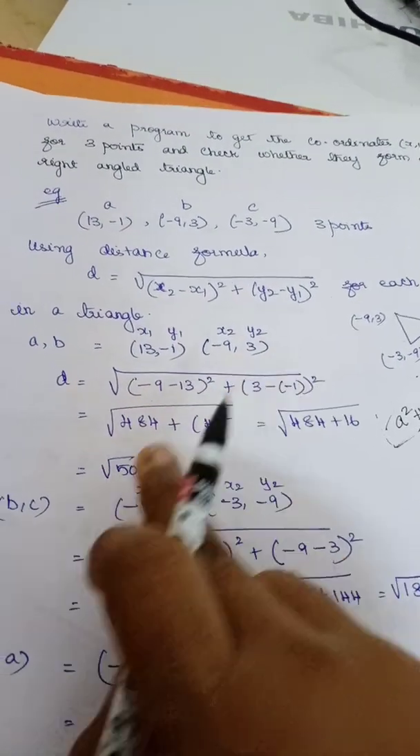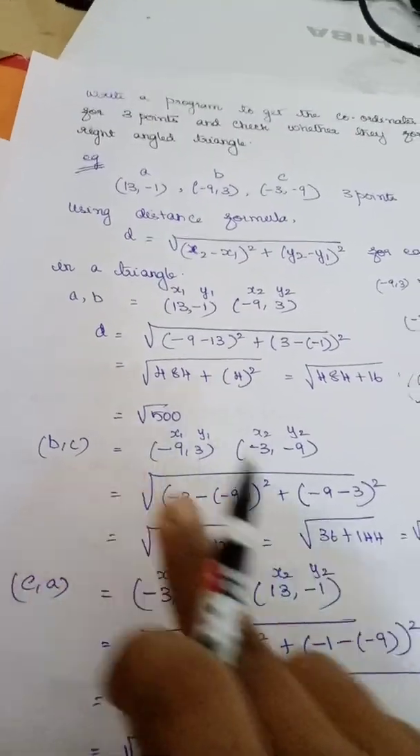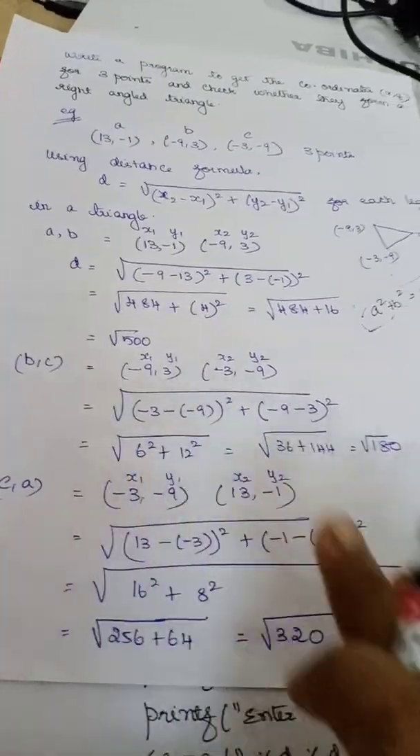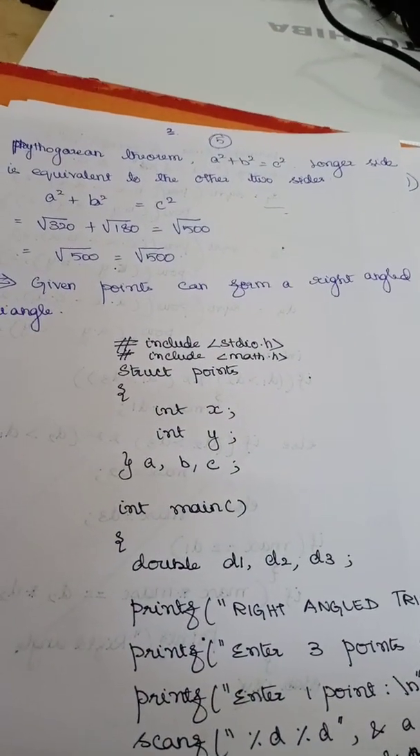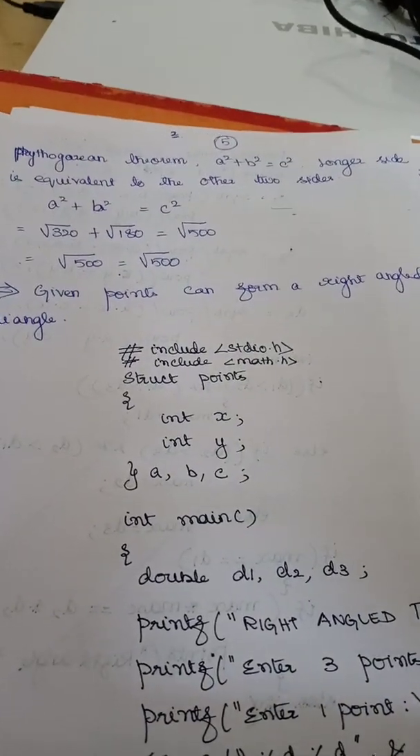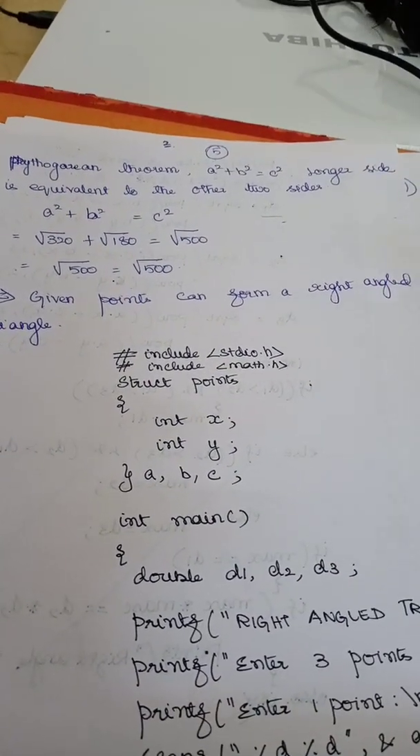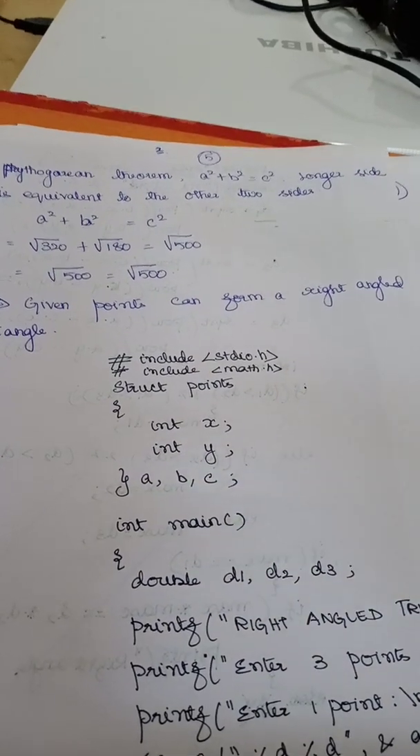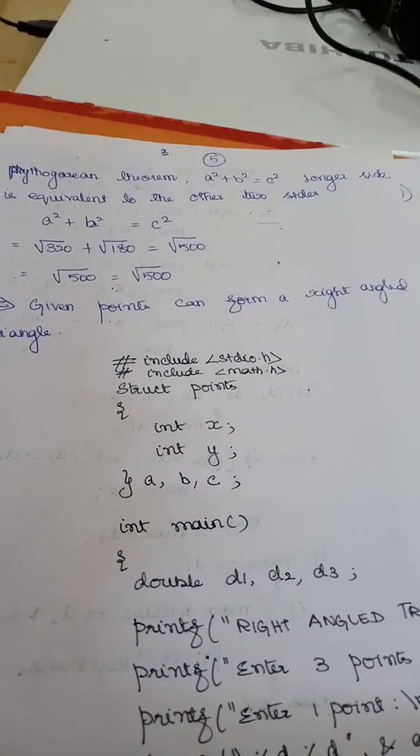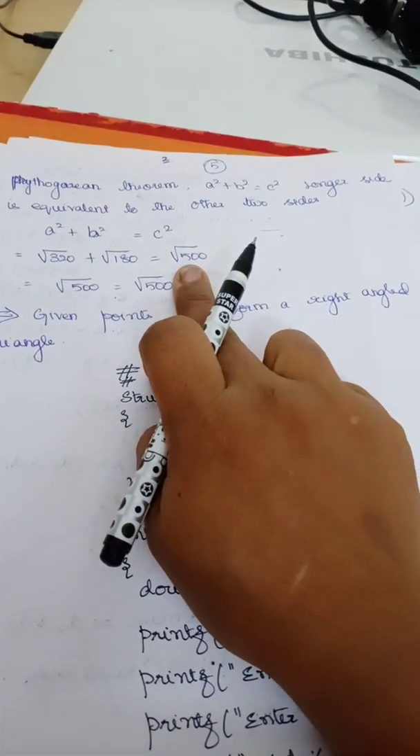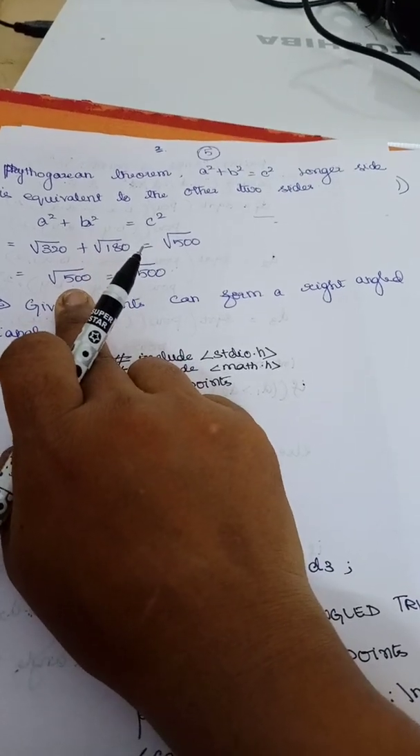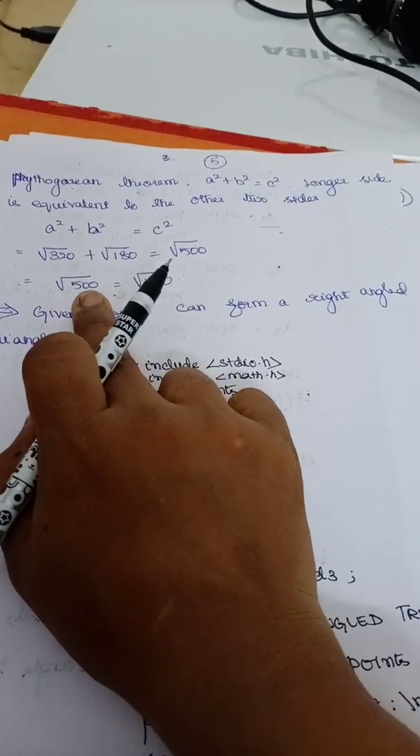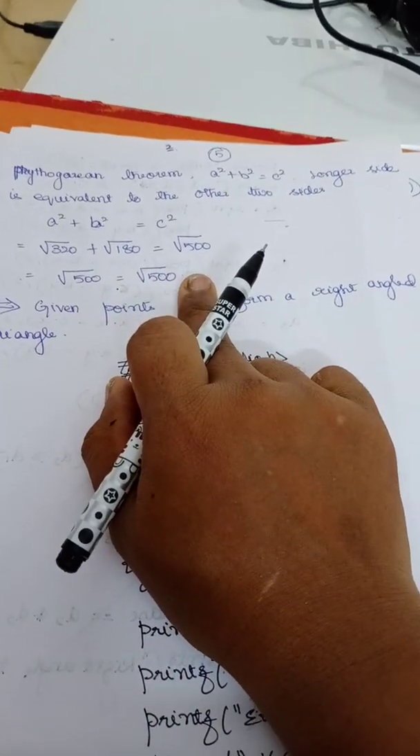Apply the distance formula, calculate the distance. Similarly BC, calculate the distance. Similarly CA, calculate the distance. Now you check whether a square plus b square equals c square. You take a distance alone and check whether it is equal to the longer side. The sum of squares of two distances should be equal to the square of the longest distance. Here my longest is going to be 500. So when I add 320 plus 180, it is going to be 500. So both the things are equal. So you say that it forms a right angle triangle, right?